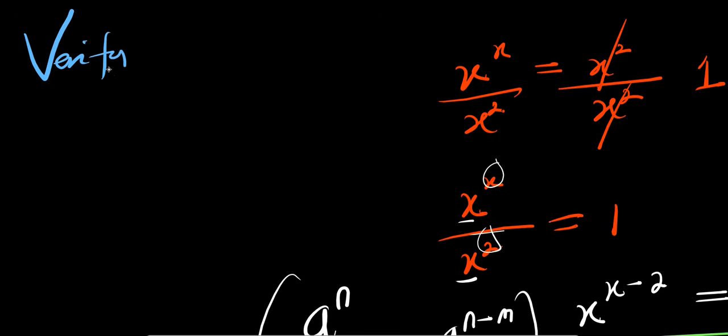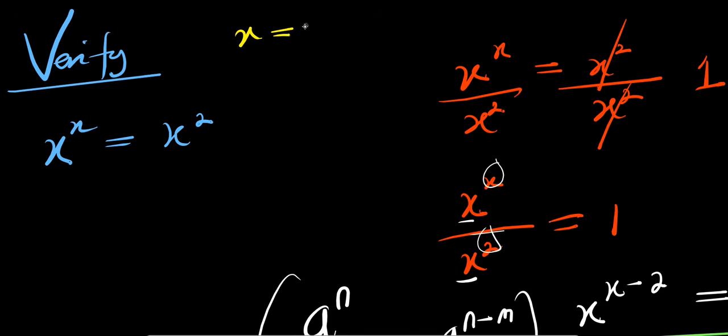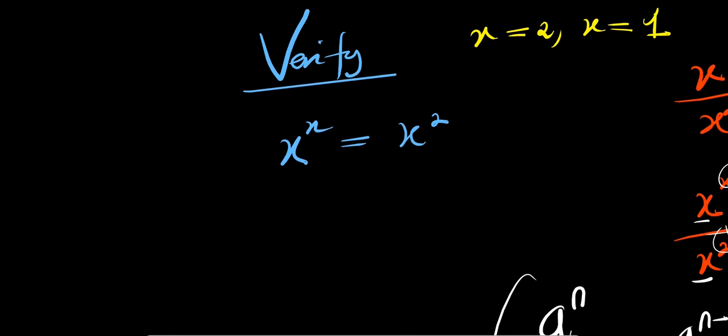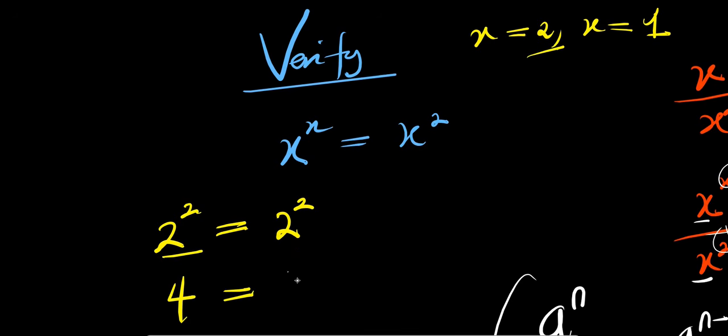Now it's time to verify our solutions. We have x power x equals x power 2. Let's write out the two solutions: x equals 2 and x equals 1. If x equals 2, I'll have 2 power 2 equals 2 power 2, and 2 to the power of 2 is 4, equals 2 to the power of 2, which is 4.